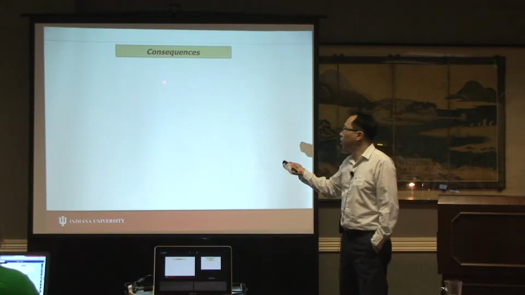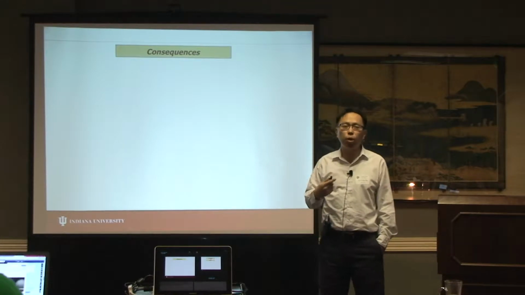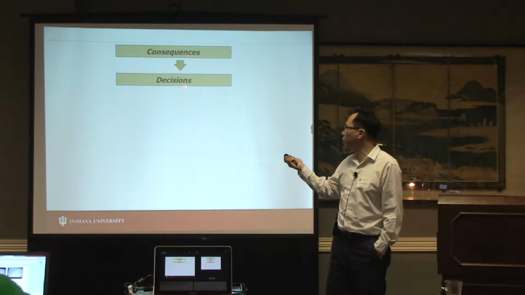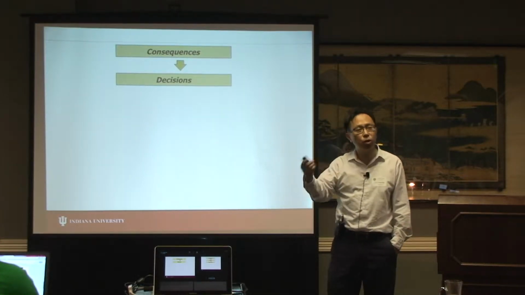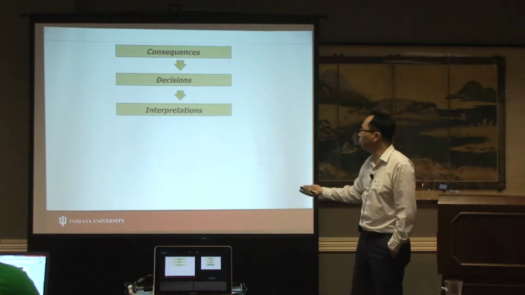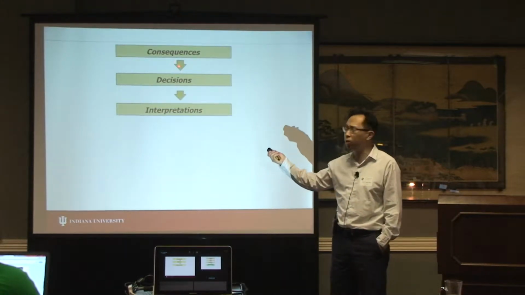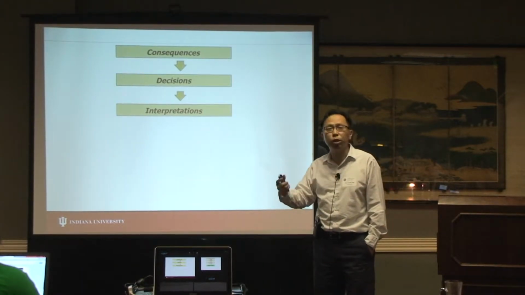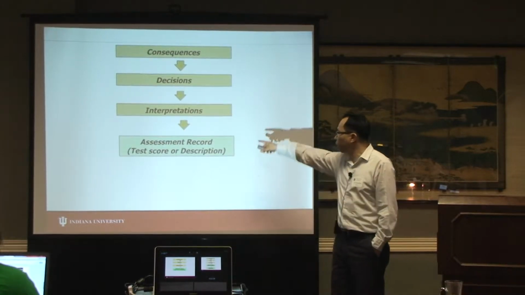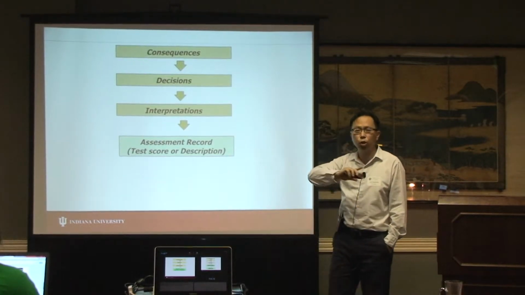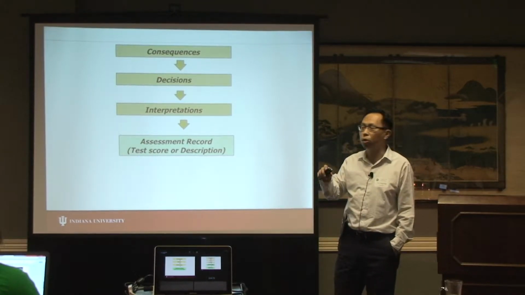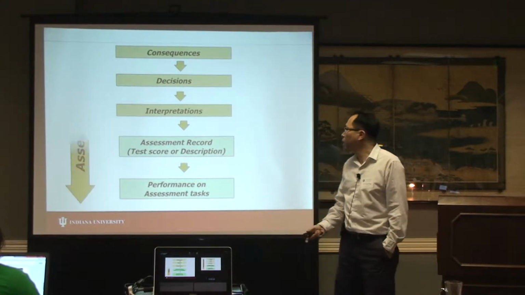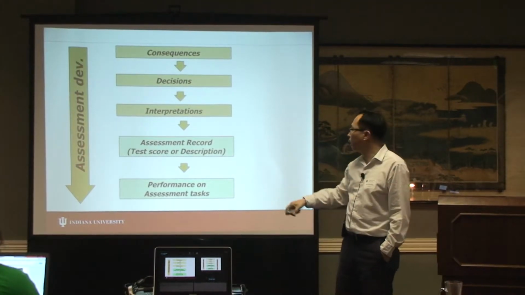So this is the process of developing tests. We need to think about what kind of consequences we want to bring about, right? And then to achieve such positive consequences, we often make decisions about our students or teachers or programs, institutions. To make good decisions about them, we need to make valid interpretations about usually students' language abilities. And those interpretations come from the student scores on the assessment task. So this is the way we develop assessment.